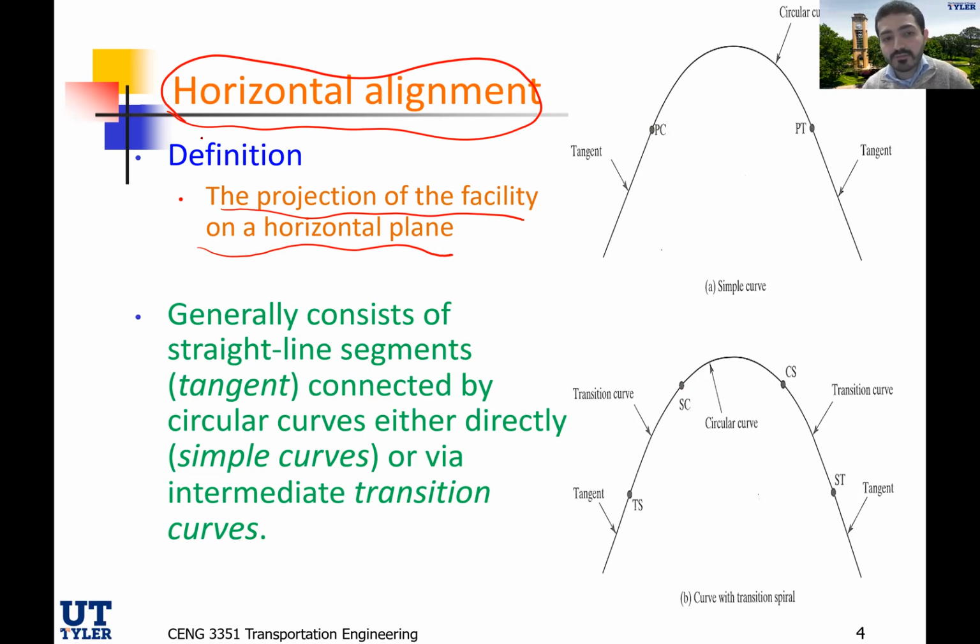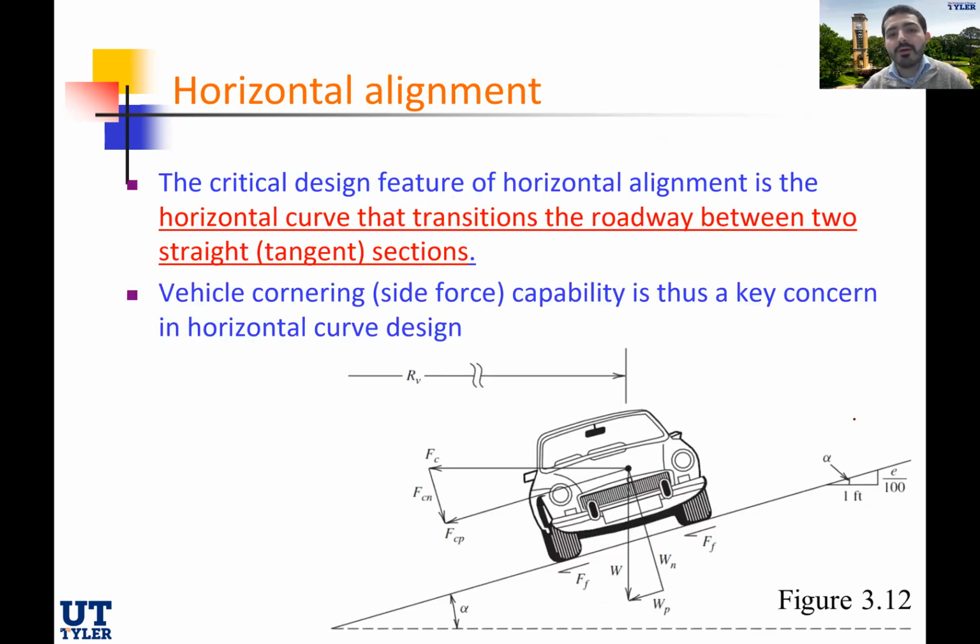It's generally going to consist of a straight line first, which is the tangent, and then it's connected by circular curves, either directly, such as a simple curve, or via intermediate transition curves. So sometimes we may have what we call a transition curve, or it can go from a tangent directly to a simple circular curve and then back to the tangent one more time. The way we derive the horizontal alignment concept is very related to the concept of centripetal force and the super elevation.